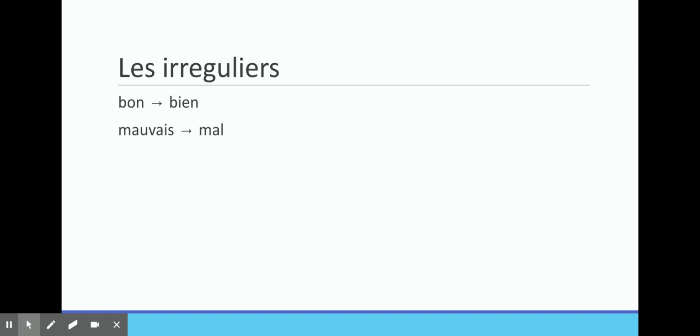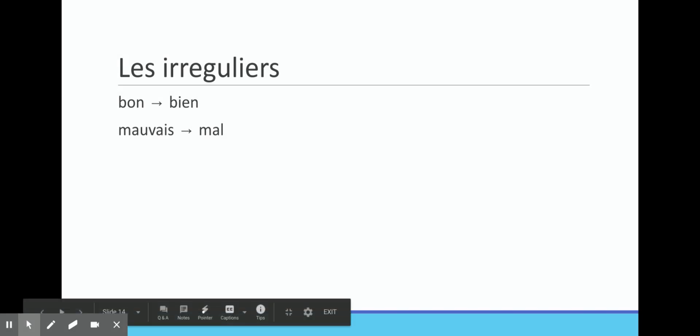So there are some irregulars in French, as always. The 2 big ones are bon and mauvais. They don't follow the same rule of just adding ment onto the end. They have a completely different form. So bon changes to bien, and mauvais changes to mal. So for an example, you could say, I play the piano well. And you would say, je joue du piano bien.